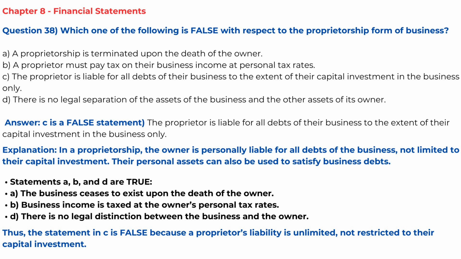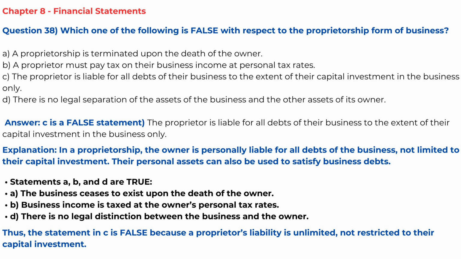Explanation. In a proprietorship, the owner is personally liable for all debts of the business, not limited to their capital investment. Their personal assets can also be used to satisfy business debts. Statements A, B, and D are true.